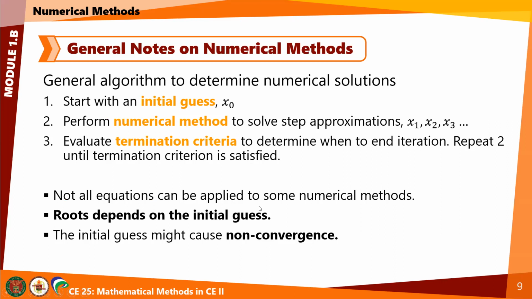Not all numerical methods can be applied to all occasions. So just take note of the assumptions that we will discuss later. The assumptions, of course, limit the power of the numerical method. And the results depend on the initial guess. That happens most of the time. When your guess is close to the correct answer, your numerical method converges faster. When it's too far, then it might diverge or it might get some wrong solution.